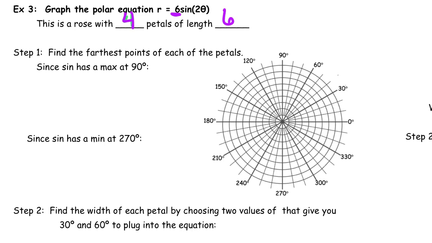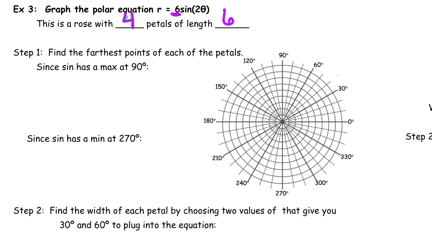You don't do a table like we do with the other. We do the max and the min. And when I'm talking about the max and the min, I'm talking about where does sine equal 1, where does sine equal -1? Or if it's cosine, where does cosine equal 1? Because that's their max and min. The only time you have to do the max and the min is if the number of petals is even.